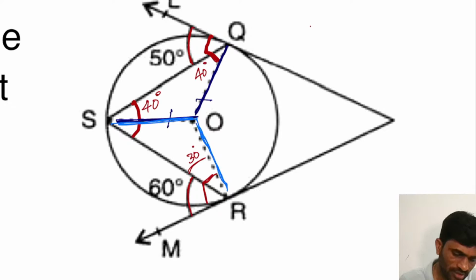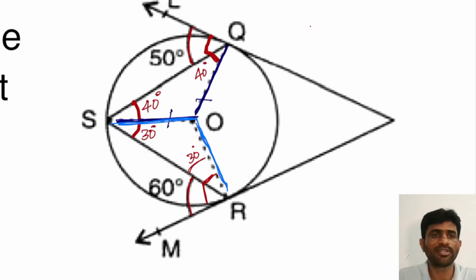So if this is 30 degrees, this is also 30 degrees. So 30 degrees plus 40 degrees, 70 degrees. 30 plus 40, 70 degrees. Understood? That is not 80, that is 70. So hope you understood this.